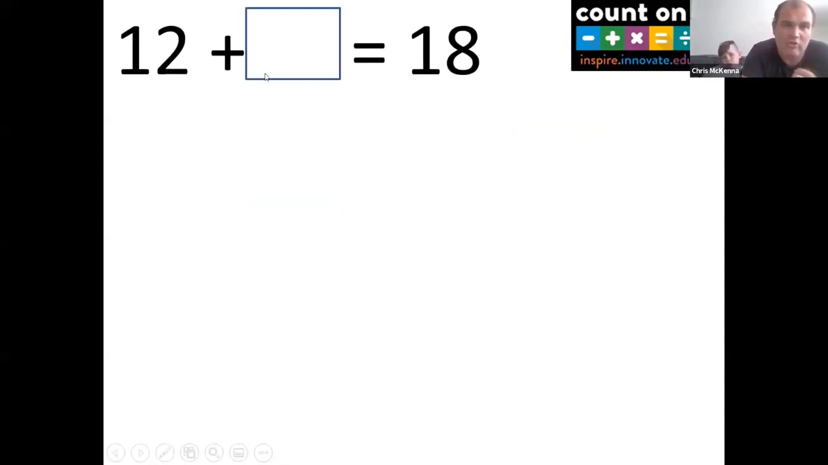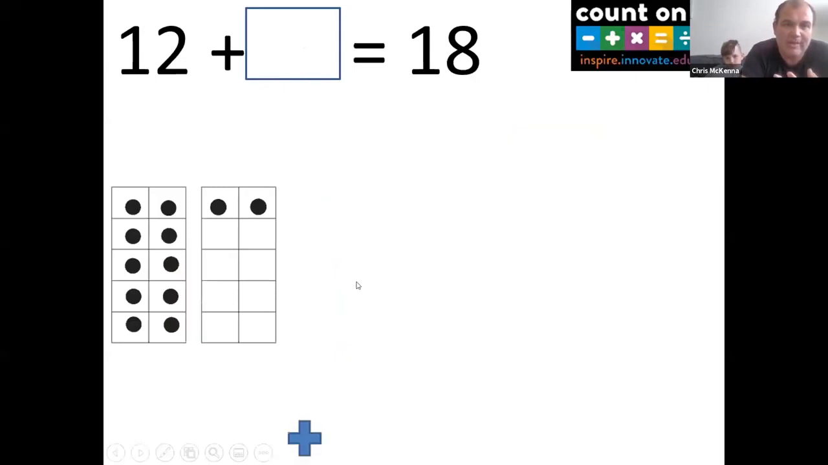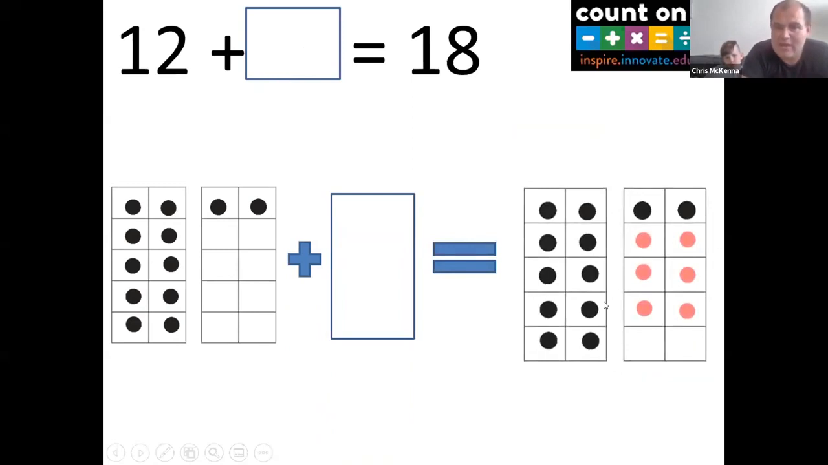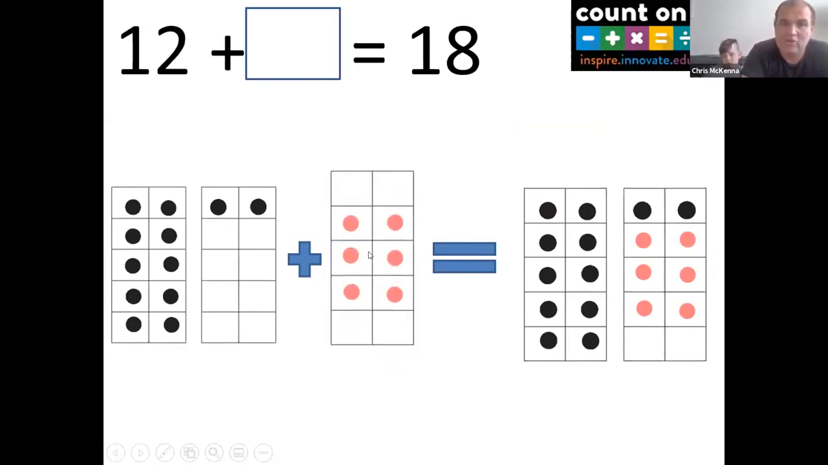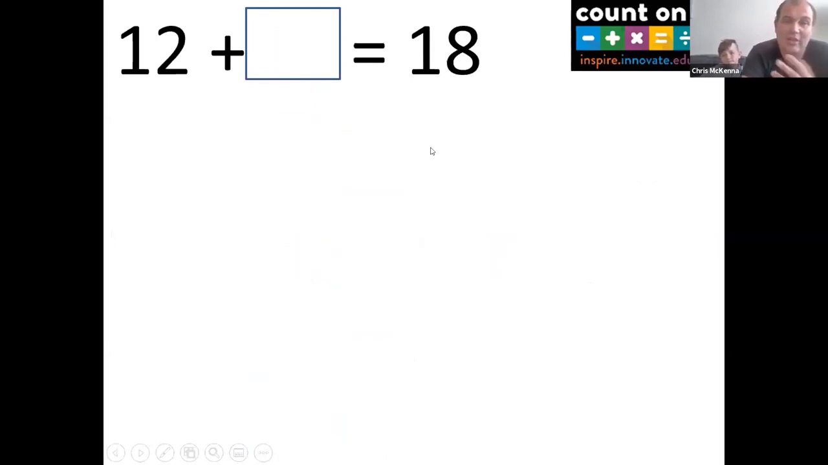A lot of the times when we do algebra in the earlier years, P2 to P4, we just have a box where we put the missing number in. But if I draw out 12 dots or get out 12 counters and ask what I need to add so that it equals 18, how many red dots do I have to add on here? 6. So 12 plus 6 equals 18. So in here I write the number 6. Good. So that is just you completing some early algebra work.